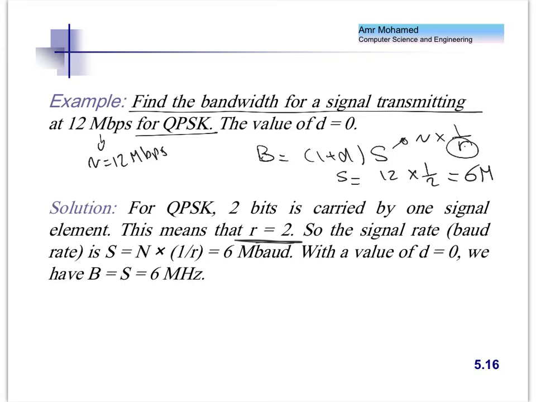No. Signal rate has a unit of baud, not hertz. Pay attention to this. Signal rate has a unit of baud. Okay. So the bandwidth is equal to S because d is 0, right? So the minimum bandwidth is when d equals 0, and the maximum bandwidth is when d equals 1, which means that it's double the signal rate.